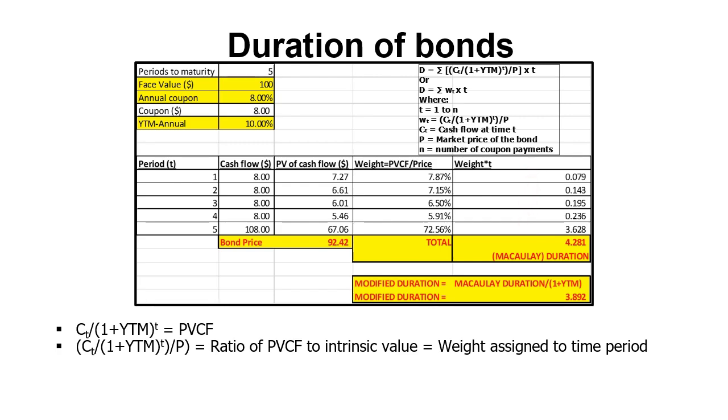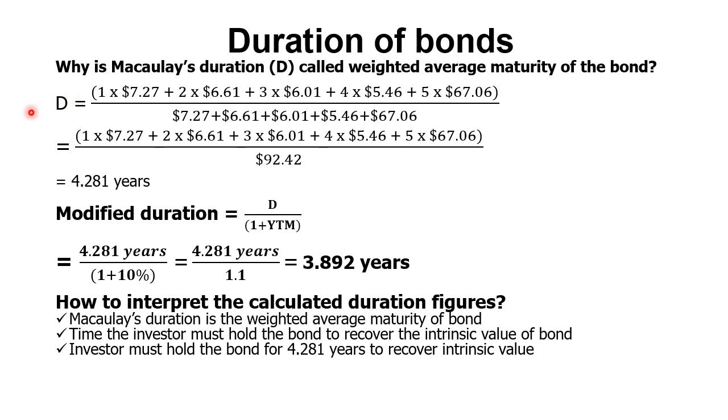To be clear, why is it called the weighted maturity of the bond? For this bond, D is equal to 1 into $7.27 plus 2 into $6.61 plus 3 into $6.01 plus 4 into $5.46 plus 5 into $67.06. And this sum is divided by $7.27 plus $6.61 plus $6.01 plus $5.46 plus $67.06. This is basically the intrinsic value of the bond. The numerator is the weighted sum of the time periods, the weights being the present value of the cash flows. Therefore, the numerator is the summation of the time period into the present value of the cash flows. The denominator is the summation of the weights, that is, the sum of the present values of the cash flows, that is, the price of the bond or the intrinsic value of the bond.